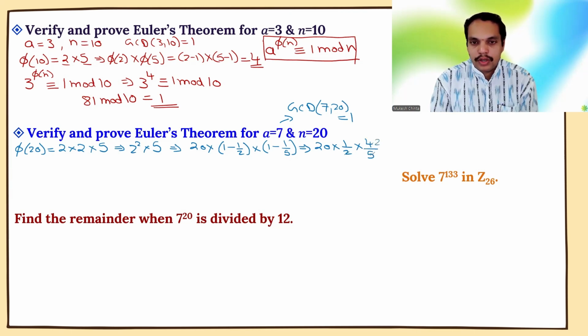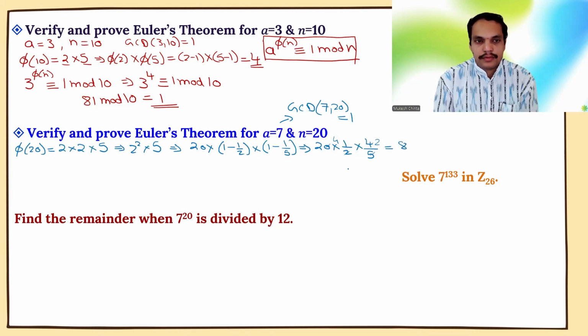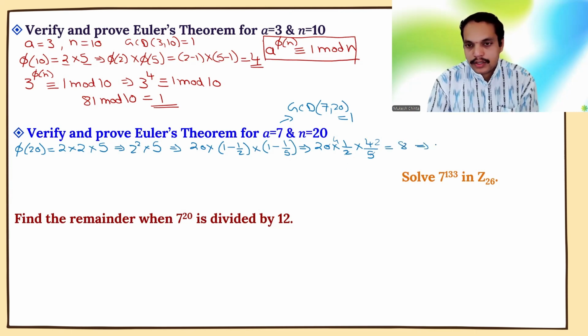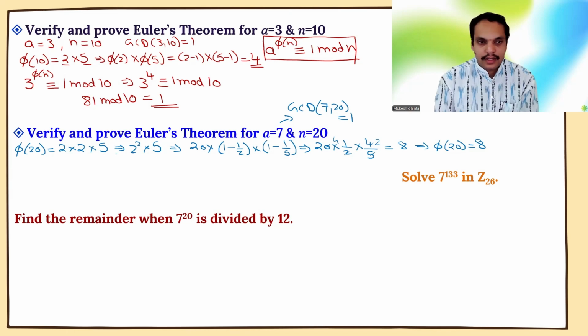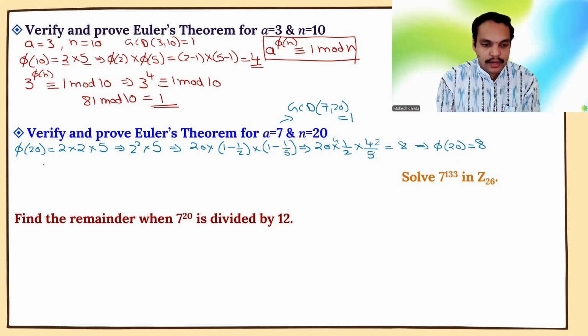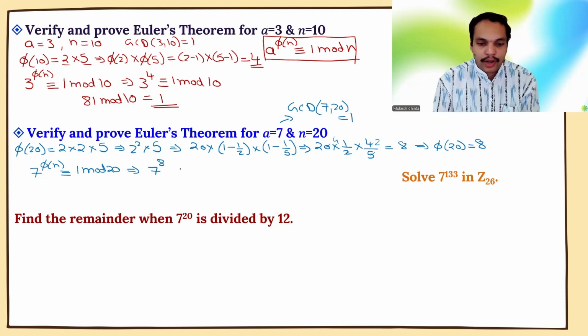So 2 2's are 5 hours, which gives me the answer as 8 if you solve this. So which means psi of 20 is equal to 8, isn't it? Now, once I have the value of psi of 20, I can simply write this down as 7 power psi of N is congruent to 1 mod 20. I need to check it now, which implies 7 power 8. I need to calculate the value.